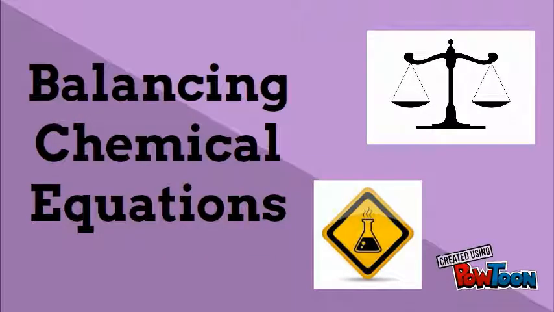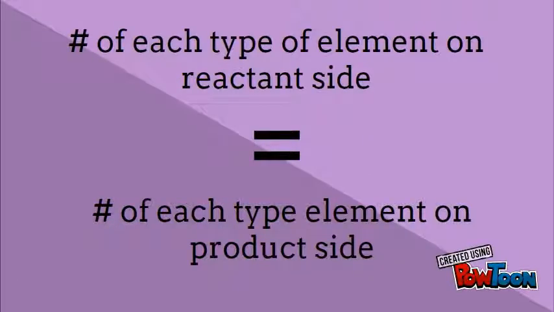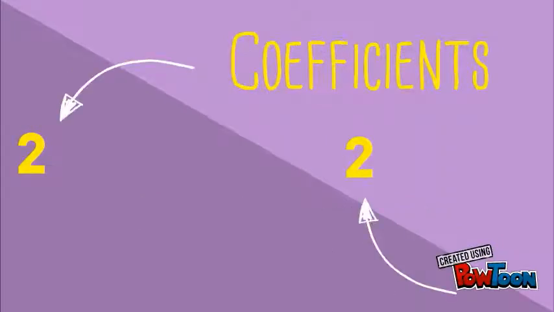Balancing chemical equations. When balancing equations, the number of each type of element on the reactant side must be equal to the number of each type of element on the product side. This is done by adding coefficients.